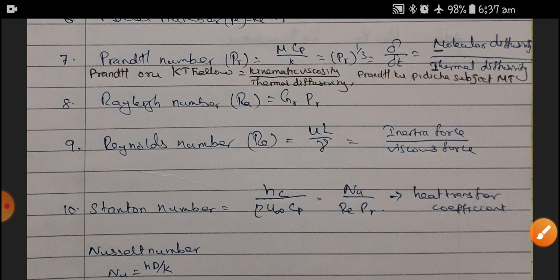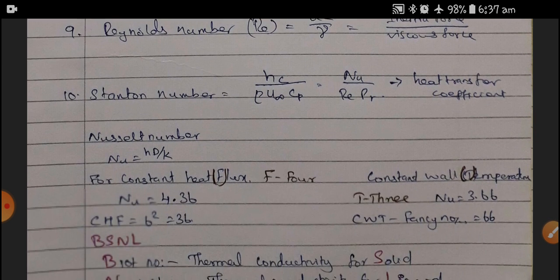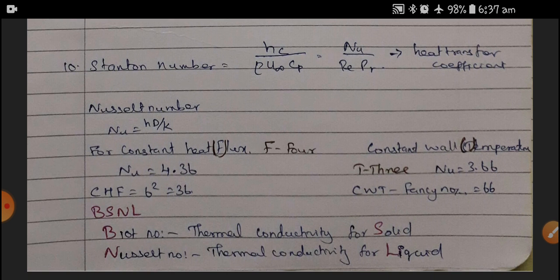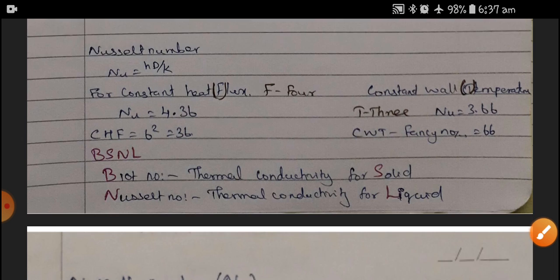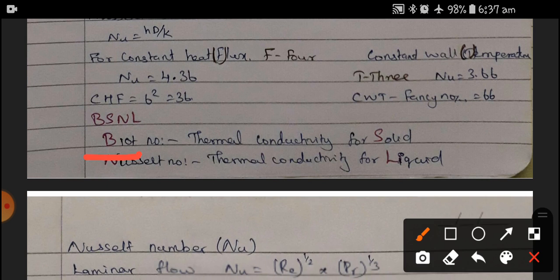And I'm going to discuss some detail about this Nusselt and the Peclet number. The Nusselt number is equal to Nu is equal to HL by K. For the constant heat flux, Nusselt number is equal to 4.36. For constant wall temperature, Nu is equal to 3.66. And similarly, the Biot number, it is for solids and Nusselt number is for liquids.